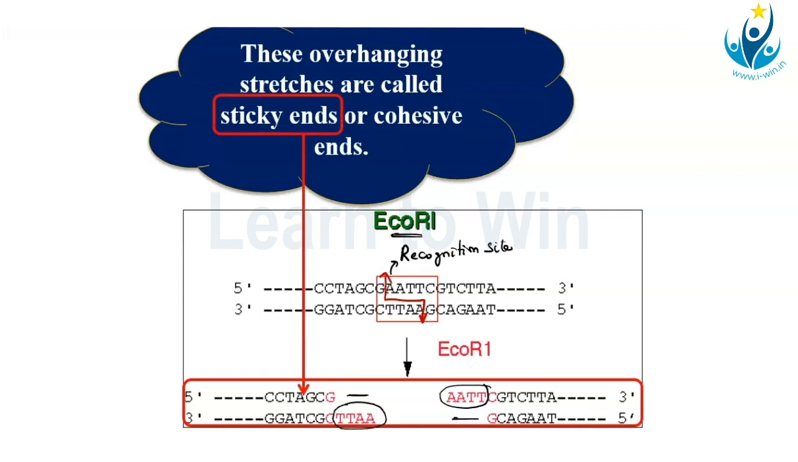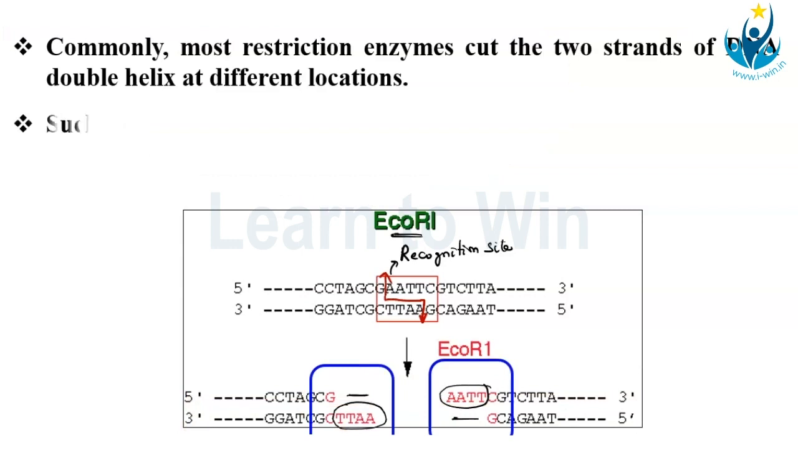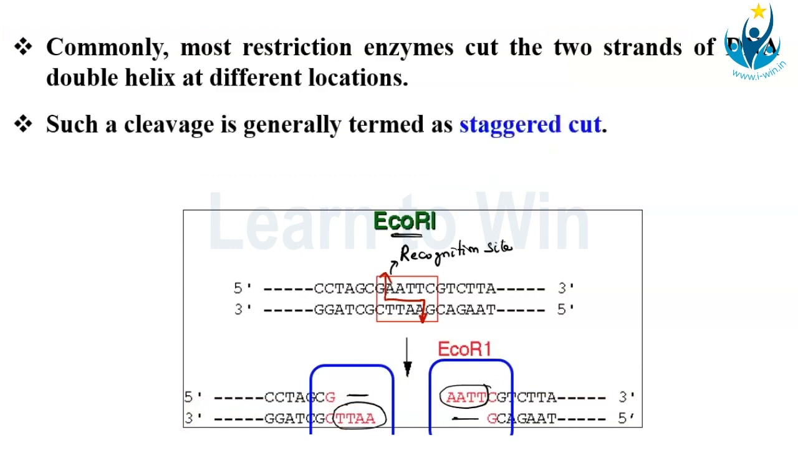So these types of ends are called sticky ends or cohesive ends, which are overhanging. Commonly, most restriction enzymes cut the two strands of DNA at different locations, and this type of cut is called a staggered cut. And when they have a staggered cut, you have these kinds of ends, overhangs. These are called overhangs, and these ends are called sticky ends.